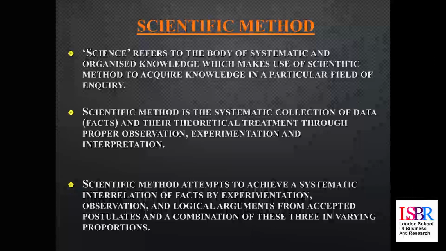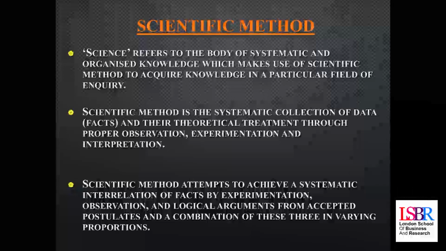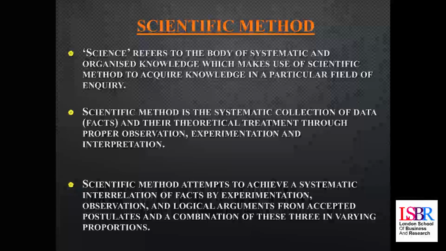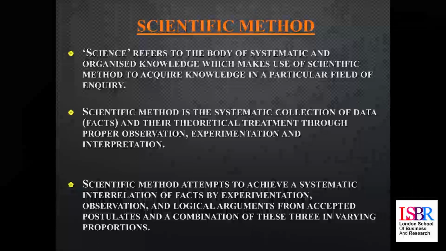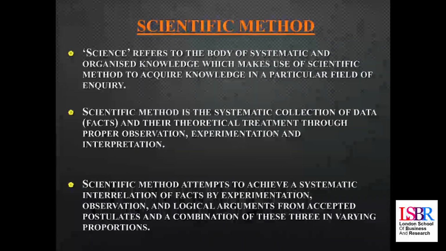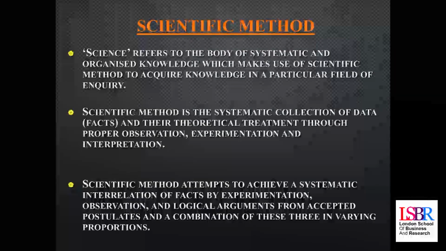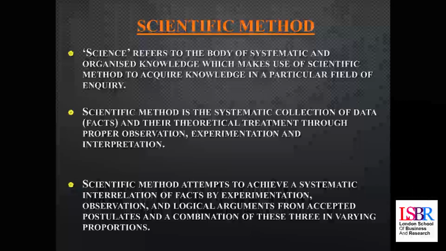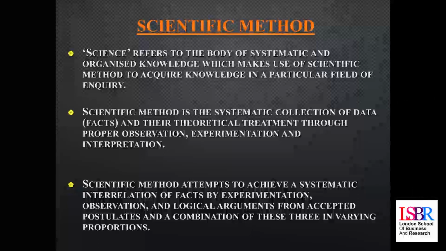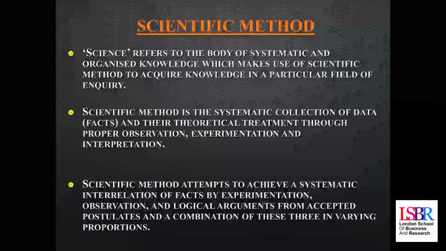Scientific method is a systematic collection of data. So these are what's called facts, and their theoretical treatment through proper observation, experimentation, and interpretation. So what do you mean by that? Well, what did you take away from that? When you get that data set, how you understand and interpret that data set, it's very unique to you. I might interpret that slightly differently to how you've interpreted it. Who's to say you're right, I'm wrong, or I'm right and you're wrong?